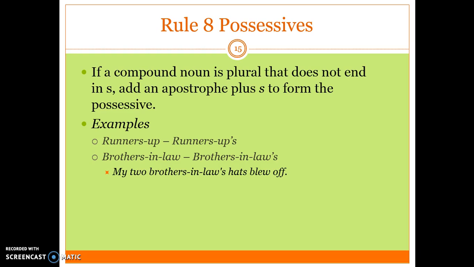Rule number 8 says, if a compound noun is plural, and that noun does not end in the S, you can add an apostrophe plus S to form a possessive. So you have a compound noun, runners-up. Runners-up is plural. For runners-up, to show possession, you put the apostrophe S after the last element.